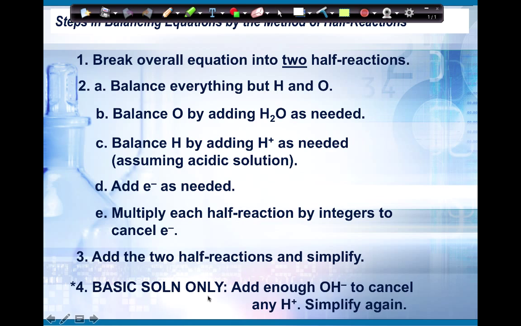Now, the last step is only for a basic solution. If you have a basic solution, you have to do this additional step and get rid of the hydrogen ions, because if it's in a basic solution, you shouldn't have more hydrogen ions than hydroxide. You should have more hydroxides. So you're going to add hydroxide to cancel out the H+. You're going to get water, and then simplify it again.